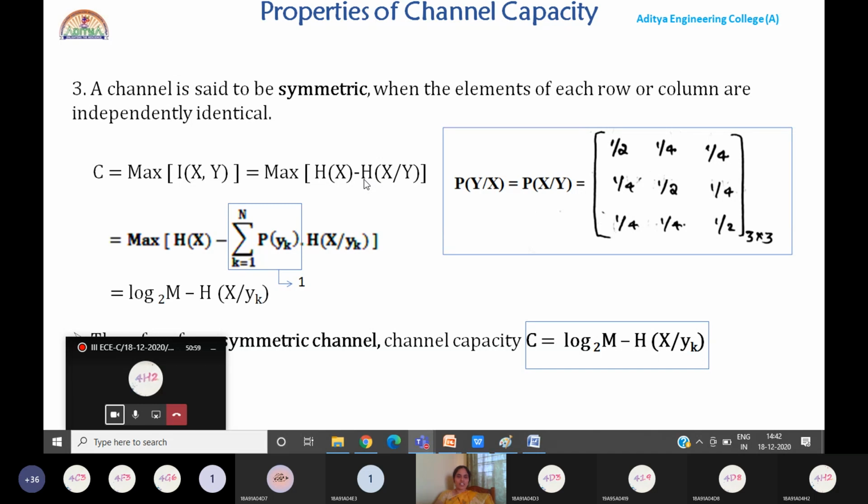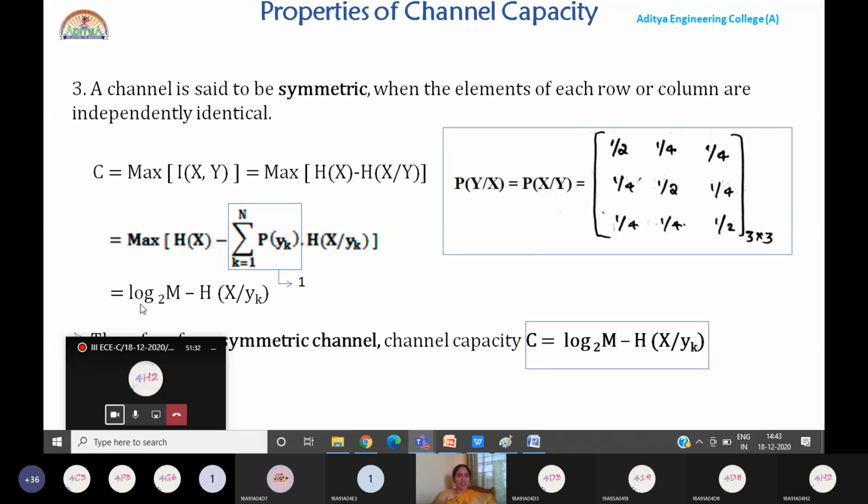Okay, please take this. So C is equal to maximum of I of xy, so maximum of h of x minus h of x by y. First I represented h of x by y in terms of average conditional entropy h of x by yk. So it is maximum of h of x minus summation k is equal to 1 to n p of yk as 1, into h of x by yk.